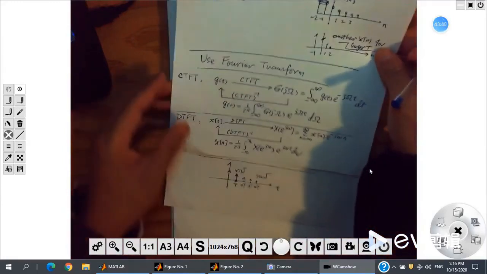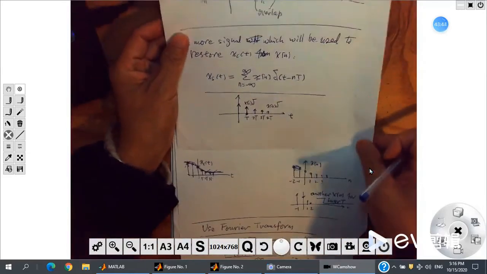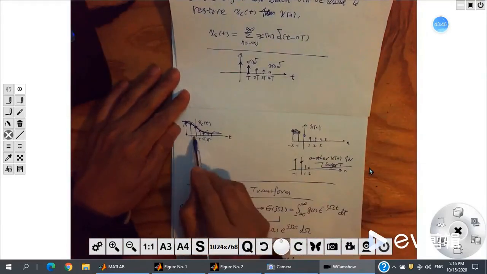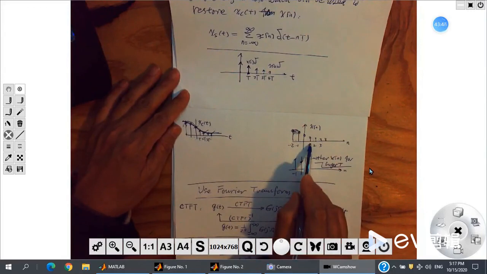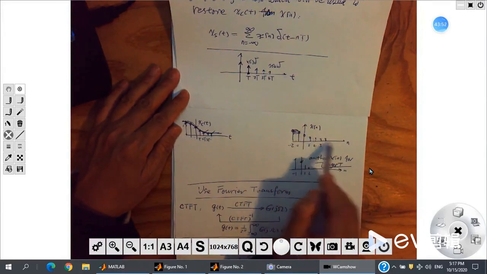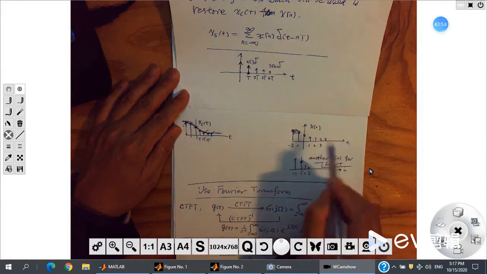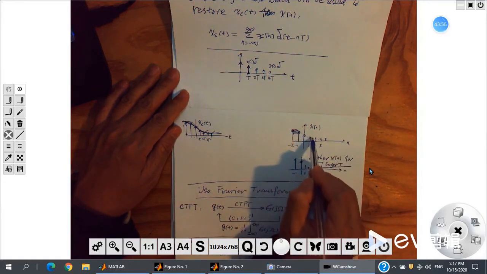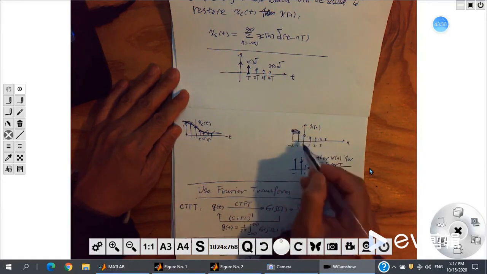Put them together, I put it here. This one we take samples, we get these. But this is just some list of values. I use this graph to represent it, but exactly we only have this list of values. We do not have anything between them.